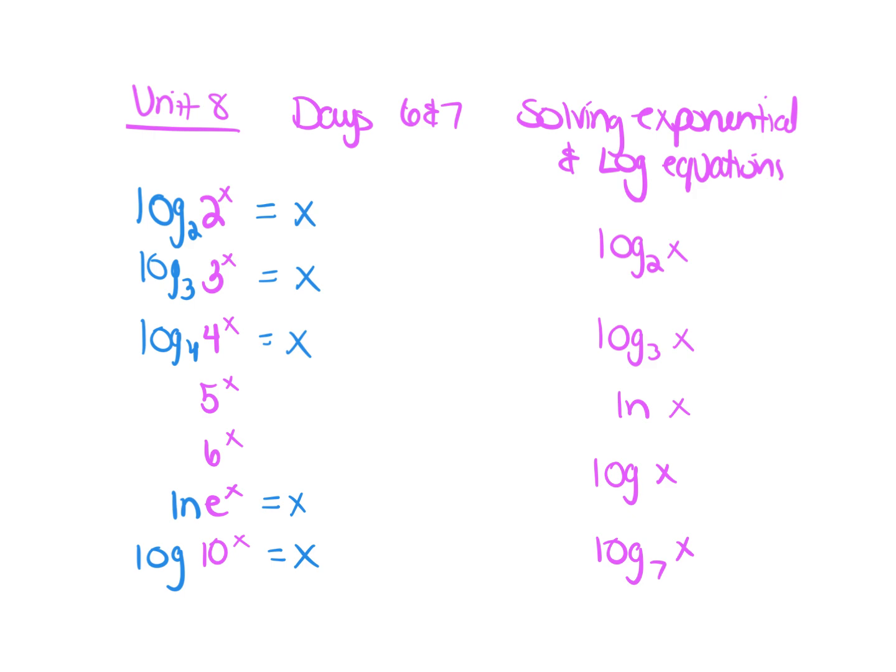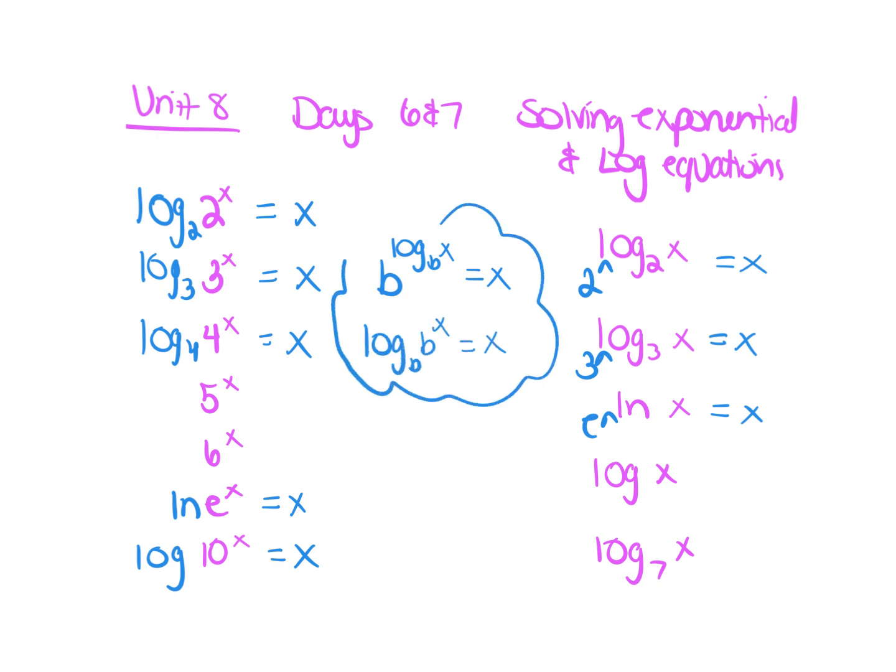Now it works also if you're starting with a log function. If I take this and raise it to my exponent, so 2 raised to the log base 2 of x is x. 3 raised to the log base 3 of x is x. E raised to the ln of x is x. And it goes on forever and ever. And these are the properties that we learned earlier on in the unit. B raised to the log base b of x equals x, and log base b of b to the x equals x. So we need to make sure we know those because that's going to help us with solving.